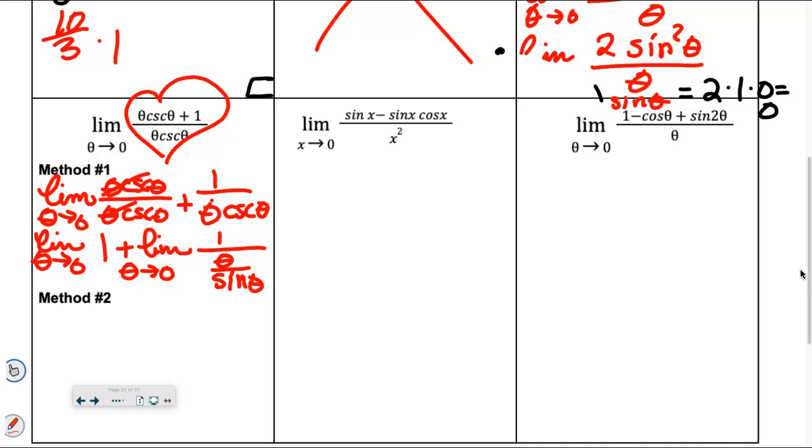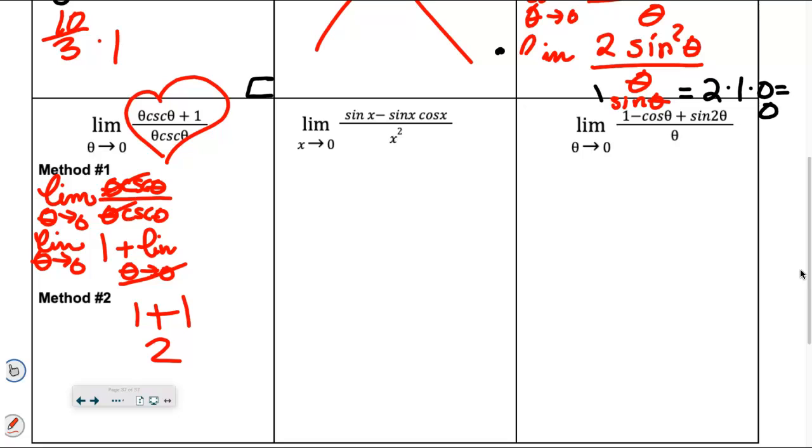But when I multiply that by the reciprocal, it ends up being sine of theta over theta, which we said is our new bestie, and it goes to 1. So this is the limit of any constant is itself, and both of those will have a grand total of 2. So moving right along here in the next one, what can I do?